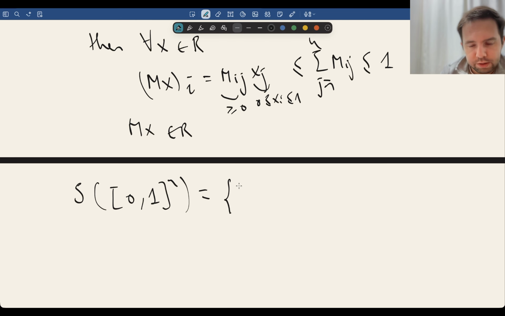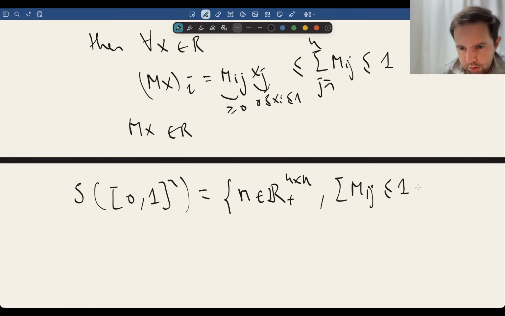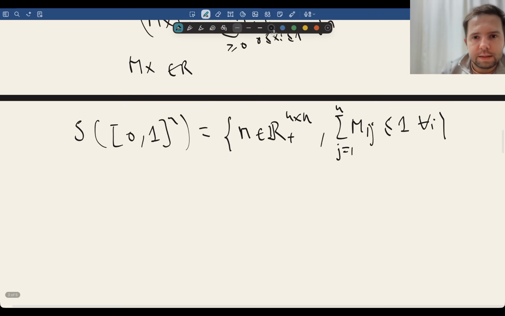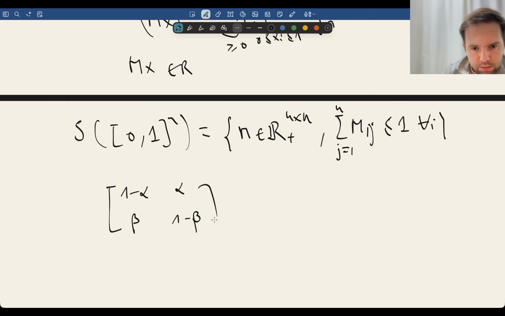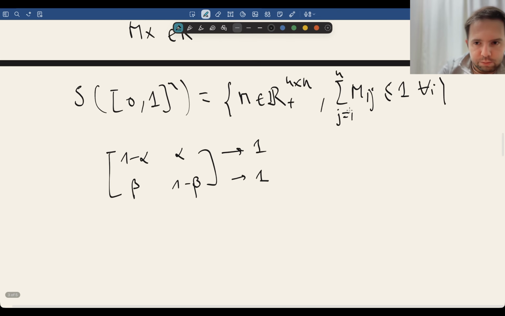is equal to the set of matrices M in R_+^{n×n}, such that the sum of m_ij is smaller than 1 for all i. So the sum of the rows is bounded by 1. And in fact, this is exactly what we were looking at in the previous video, because we had matrices of the shape 1 minus alpha, alpha, beta, 1 minus beta, and this sums to 1. So we were on the boundary of that region, because here we had the equality on every row.